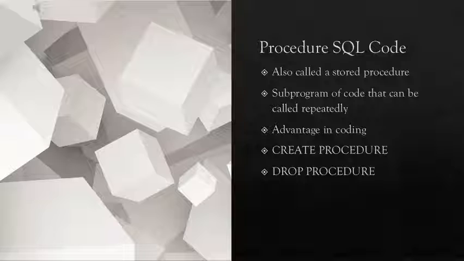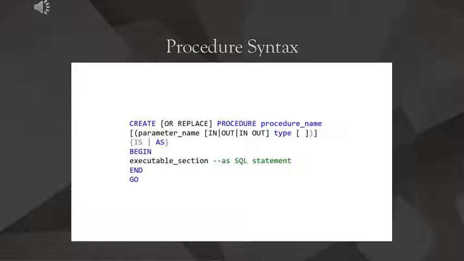The create procedure statement creates the procedure, while the drop procedure statement deletes the procedure. Here is an example of a procedure syntax. In this syntax, you can start with the create procedure statement followed by your unique procedure name. An alternate replace statement can be used to replace an existing procedure. The procedure name should not contain a space or be a reserved name.